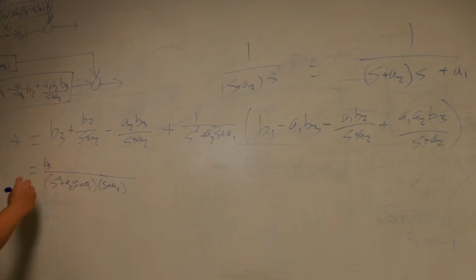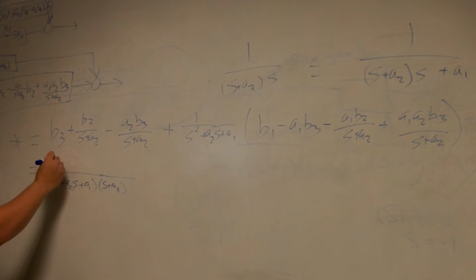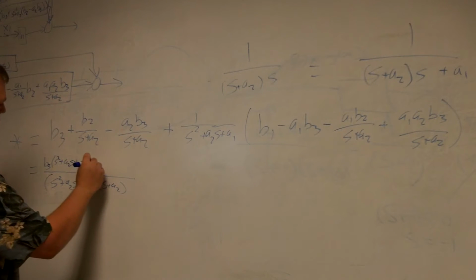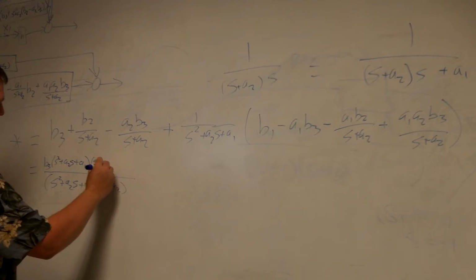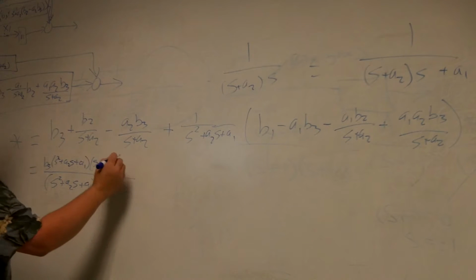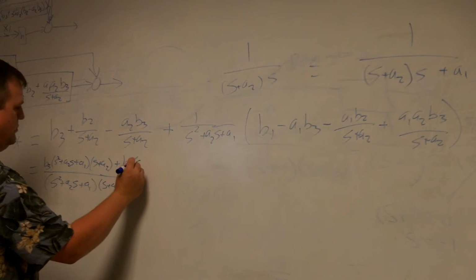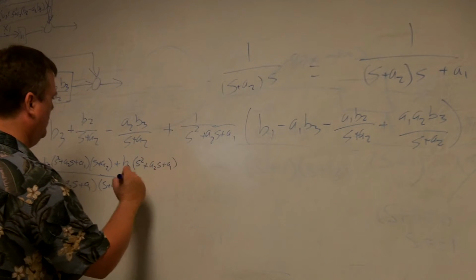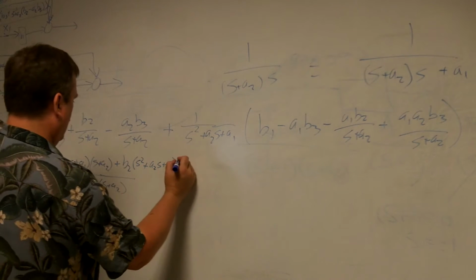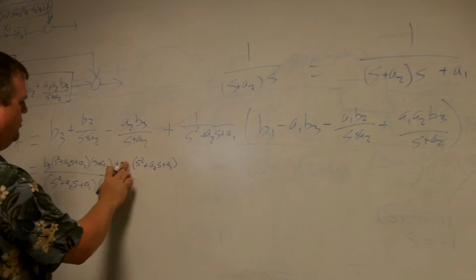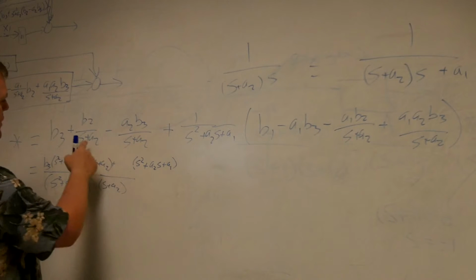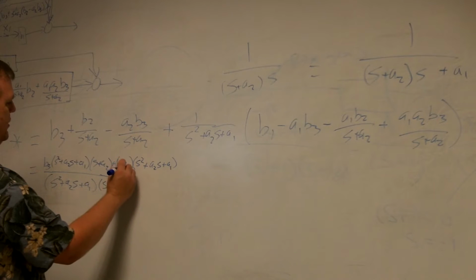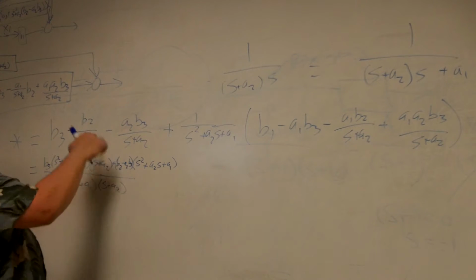So I've got a B3 times S squared plus A2S plus A1 times S plus A2, plus B2 times S squared plus A2S plus A1. Actually, let me just combine those two together, if that's okay, because they both have the same denominator. Save myself a little bit of writing. B2 minus A2 B3. There, that's just these two terms.